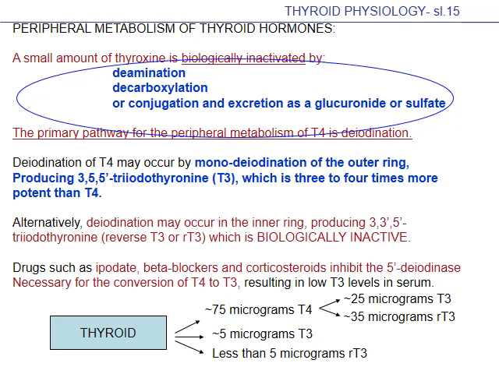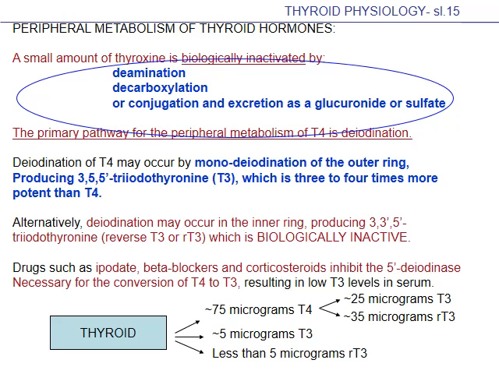Well, there are other types of deiodinases, but the one that's mostly responsible for thyroid hormone effects is the 5' deiodinase. So deiodination of the T4 may occur by monodeiodination of the outer ring, which produces T3, the active compound, 3 to 4 times more potent than T4, or deiodination can occur in the inner ring, giving you reverse T3, which is biologically inactive. So really, the enzyme responsible for biologic activity of thyroid hormone is the 5' deiodinase. And so drugs such as ipodate or beta blockers, corticosteroids are known to inhibit 5' deiodinase and can precipitate low T3 levels.